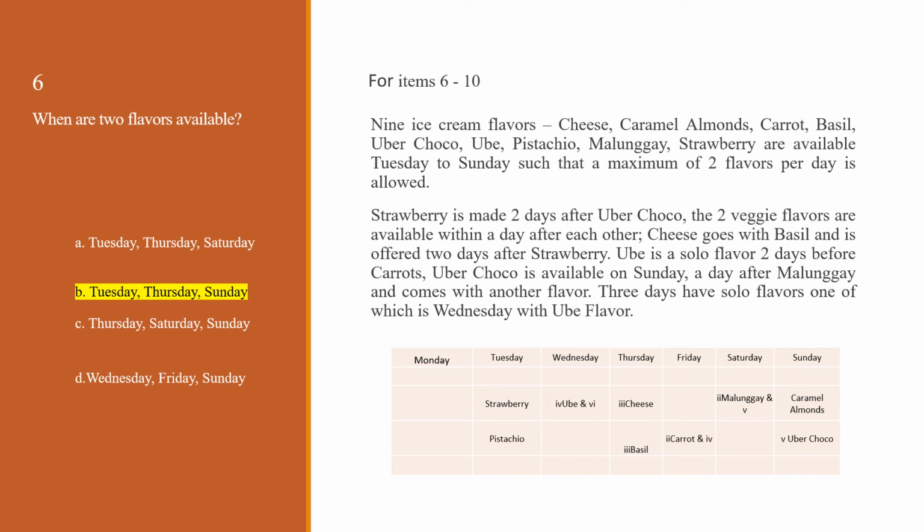One other information that we should fix would be malunggay, which is offered a day before Ube Choco. So malunggay is offered on a Saturday. Therefore, the understanding that carrots comes before malunggay places carrots on a Friday. Therefore, ube will have to be on a Wednesday. And all the rest now would be understood to be mapped out. So for the question on when are two flavors available as mapped out in the matrix, we know that this comes on Tuesday, Thursday, and Sunday.